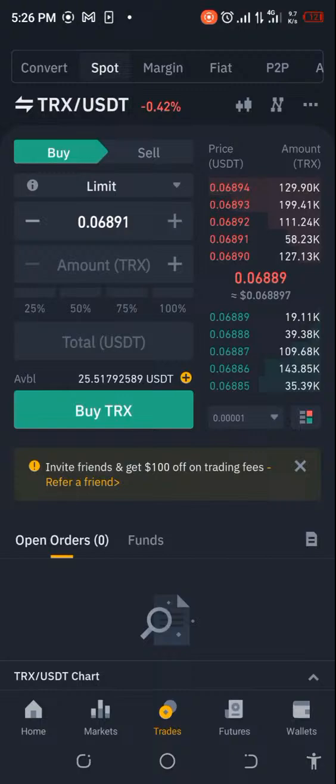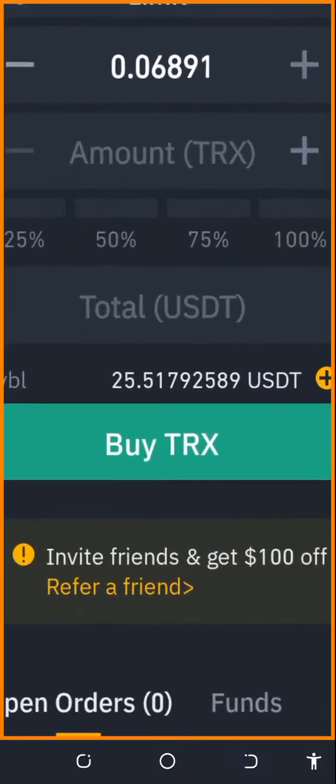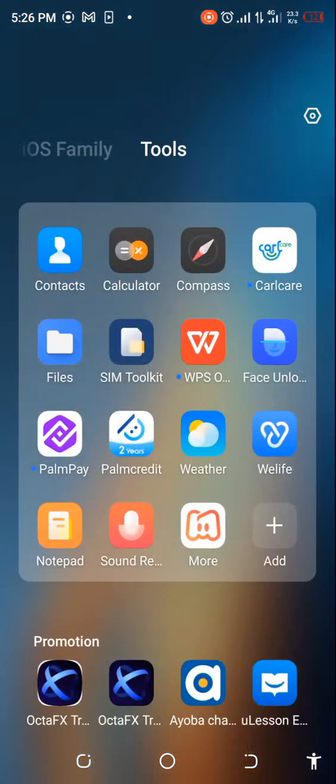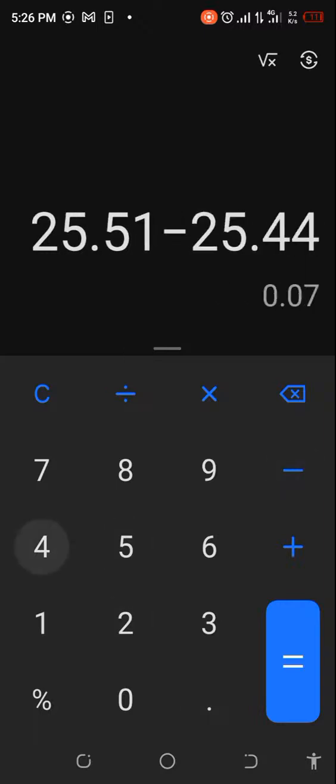So now let's go and see. We have 25.51. Okay, let's see what that's giving us. It isn't too much of a profit, but imagine you had $200 to do this, or $500, or even $100, you would have made a lot of money. So let's see, 25.51 minus 25.44. Okay, 7 cents.